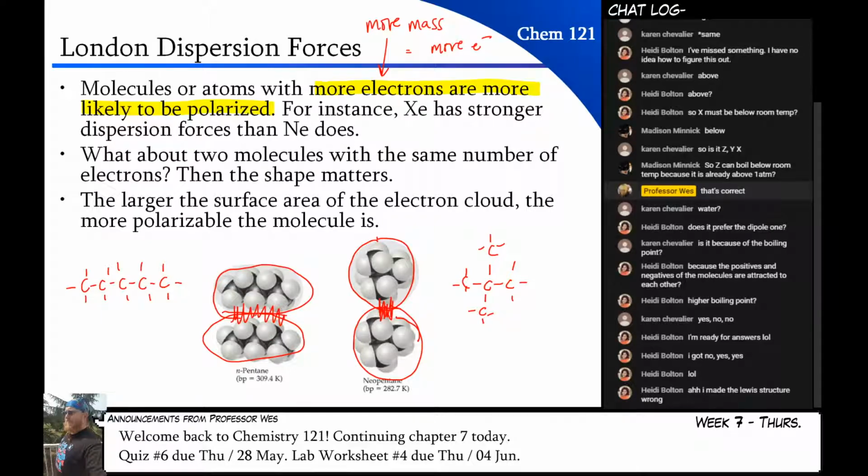And you can see down here that the boiling point of these molecules, these are in Kelvin, but for the n-pentane, which is the linear version of it, is about 27 Kelvin, which is 27 Celsius, higher than the neopentane.